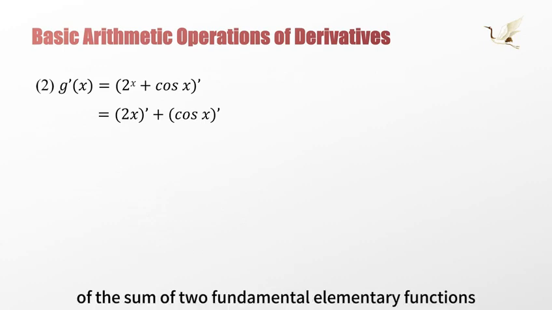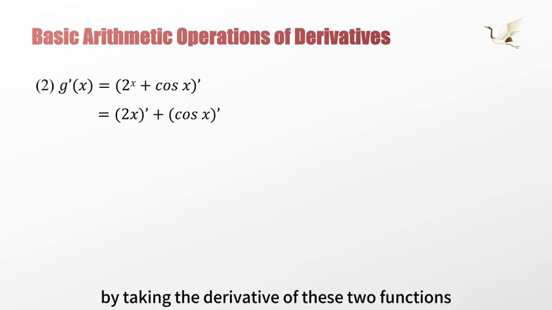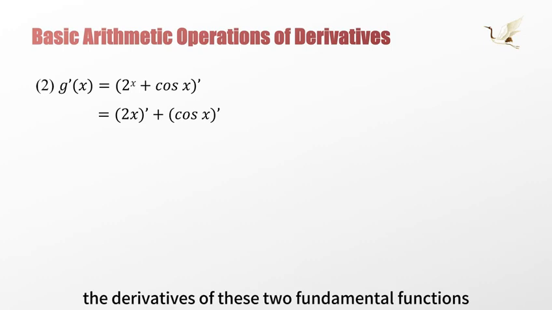g(x) is composed of the sum of two fundamental elementary functions, y equals 2 to the power of x and y equals cosine x. So we can obtain the derivative of g(x) by taking the derivative of these two functions. This requires us to remember the derivatives of these two fundamental functions.